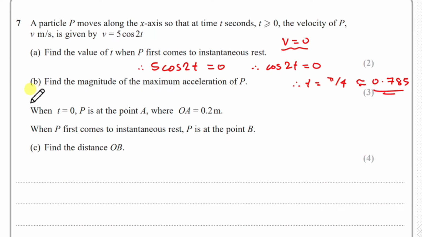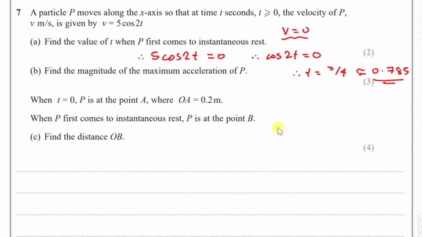Now for part B, find the magnitude of the maximum acceleration of P. First things first, let's get to acceleration. How do you go from velocity to acceleration? Well, all you've got to do is differentiate. There's a certain rule here: you always start with displacement first, let's call it s. s goes to v and then goes to a. This is the order of the differentiation. So if you had the displacement equation, differentiate to get v. To get to a, differentiate again.